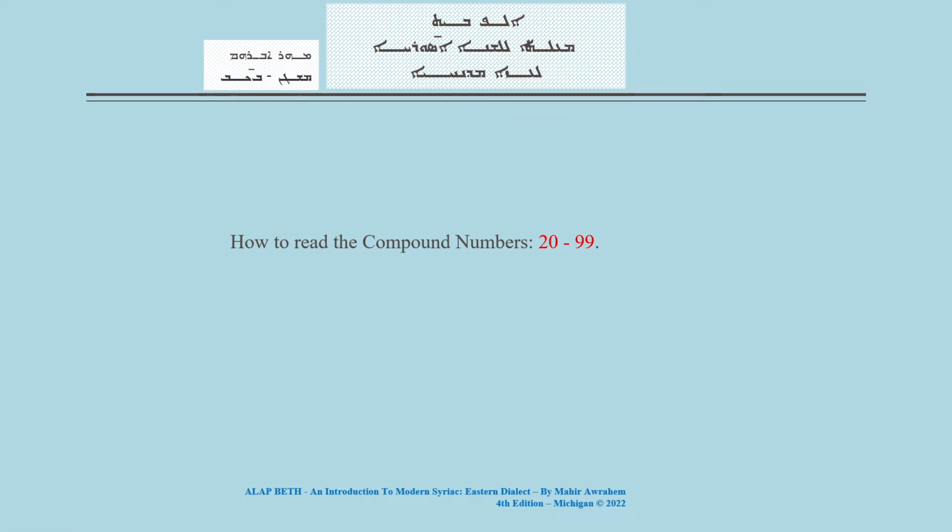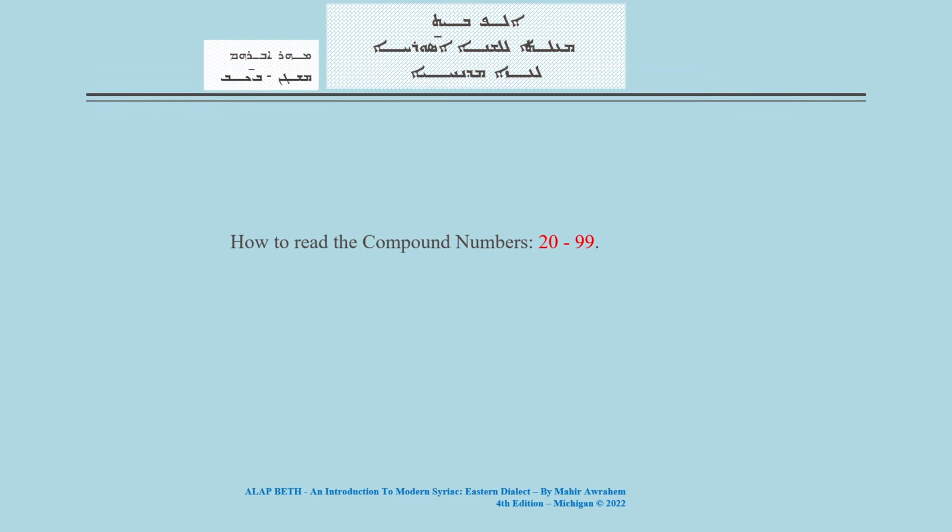Component numbers from 21 to 99. We have two styles of saying the component numbers 21 to 99. The first style is the English style, like we read English numbers, where we say the tens first and then the singular second: 21, 35, 66. That is the style we're going to adopt for this book.